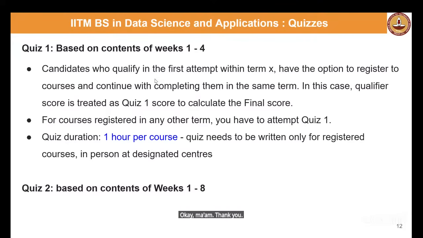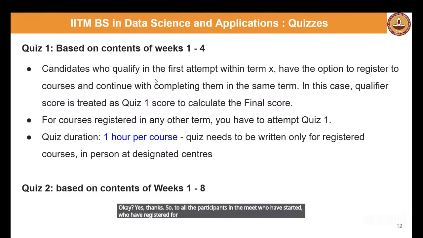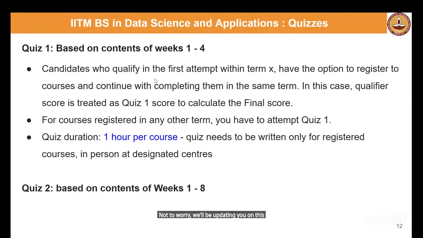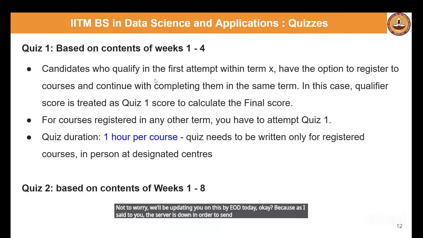So to all the participants in the meet who have registered for the foundation in May 2026, I understand that a few of you would not have got your student email ID or the registration login credentials. Not to worry, we will be updating you on this by EOD today. The server is down in order to send the entire email for all the students. We are just working on the rectification part, so we'll keep you posted by the end of the day today.